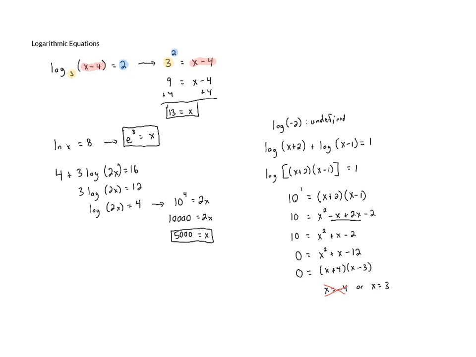So we do need to make sure that whatever solutions we end up with in the end fit in the domains of the original logarithmic functions that we started with. In this case, if we try to plug in x equals 3 to each of these, we will end up with positive numbers inside the logarithms. So this is a real solution, and in fact, the only solution to this equation.